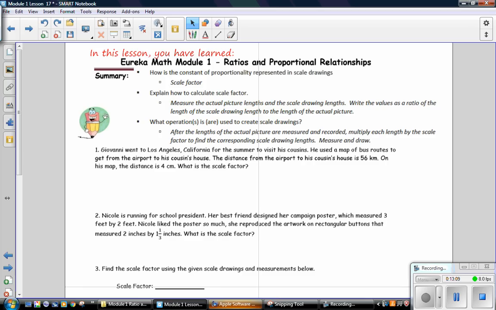What operation is or are used to create scale drawings? After the lengths of the actual picture are measured and recorded, you multiply each length by the scale factor to find the corresponding scale drawing lengths. You measure and you draw.